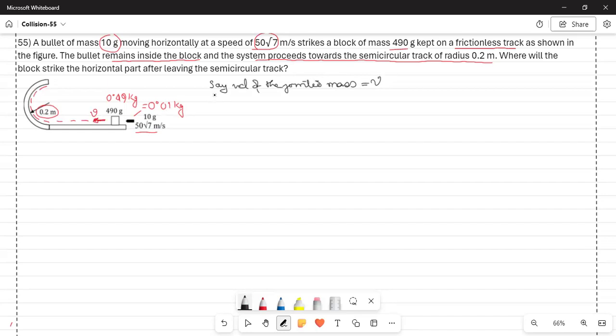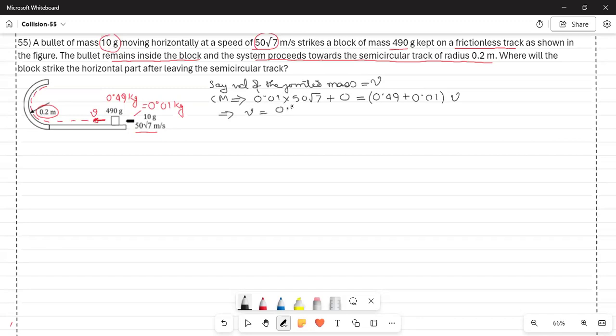Then, from the conservation of momentum, the momentum of the bullet, 10 gram means 0.01, multiplied by its velocity 50 root 7, will be equal to, plus the momentum of this block, which was 0 because it was at rest, the joint mass 0.49 plus 0.01, and its velocity is v.